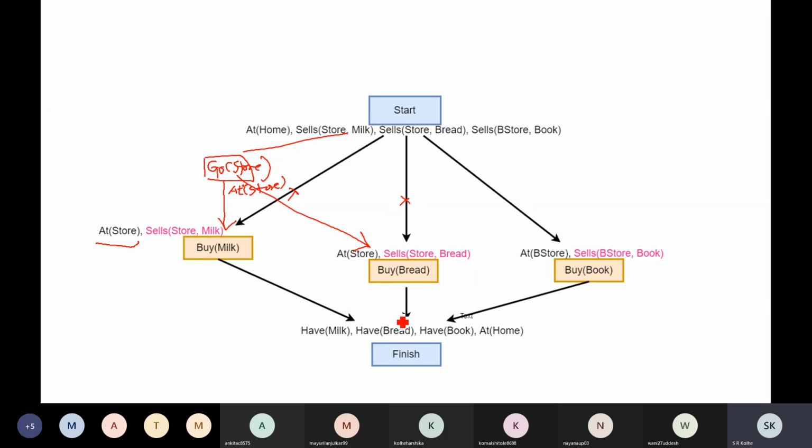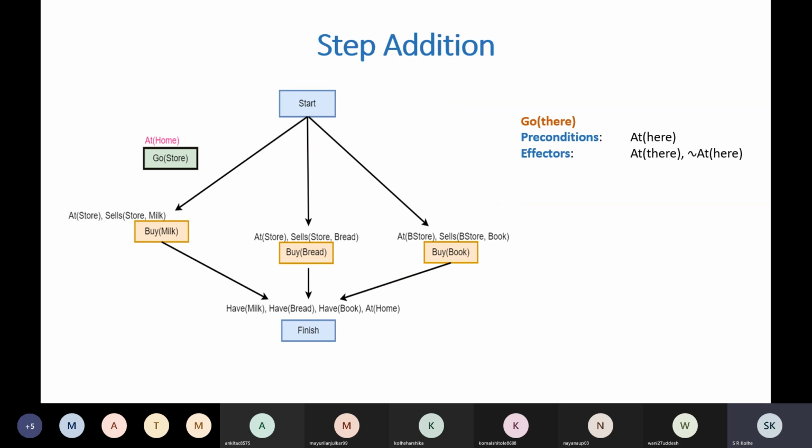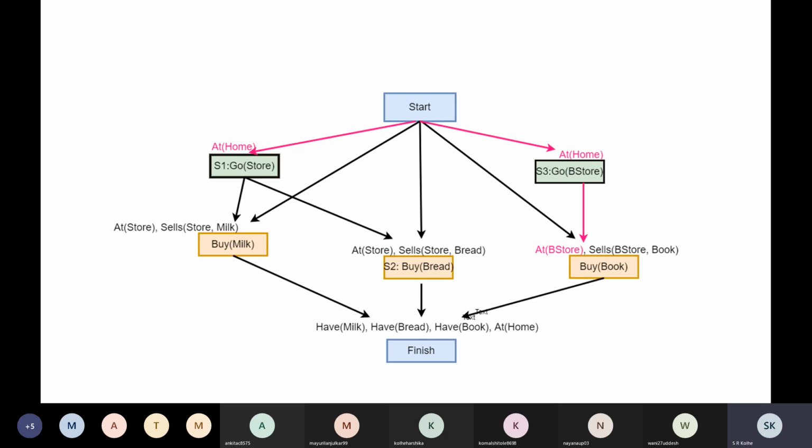Understood up to this? Yes, sir. This neatly is shown out here. Added this go store here. Step addition I have performed, right? Then that will add now these two links, additional links. Okay. S1 step has been added.